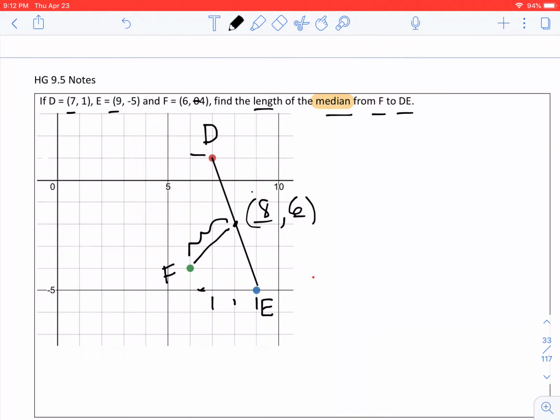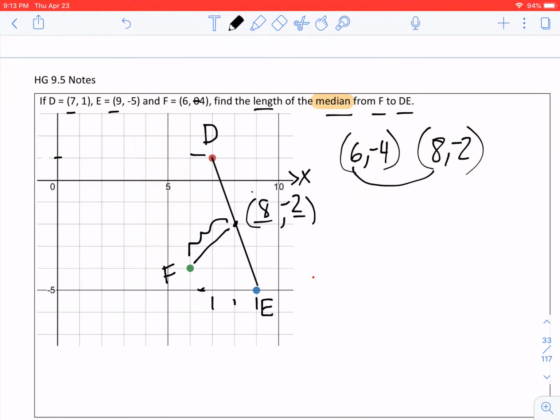So in essence, I'm going from F, 6, negative 4, to 8, 6. Sorry, made a mistake there. That isn't 6, is it? Notice I've got my axes turned around. This here is the x-axis up here. So that distance there is negative 4. That's negative 2. Sorry. Okay. I thought my x-axis was down here.